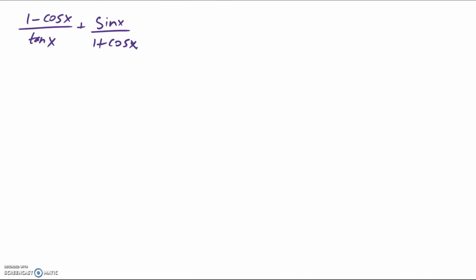Alright, so now we are going to talk about this question: 1 minus cos x over tan x plus sin x over 1 plus cos x. Again we have two fractions, and to simplify two fractions we will combine the denominators. So to combine the denominators, I will multiply the first term by the second denominator, 1 plus cos x, and I will also divide by the same term, 1 plus cos x.